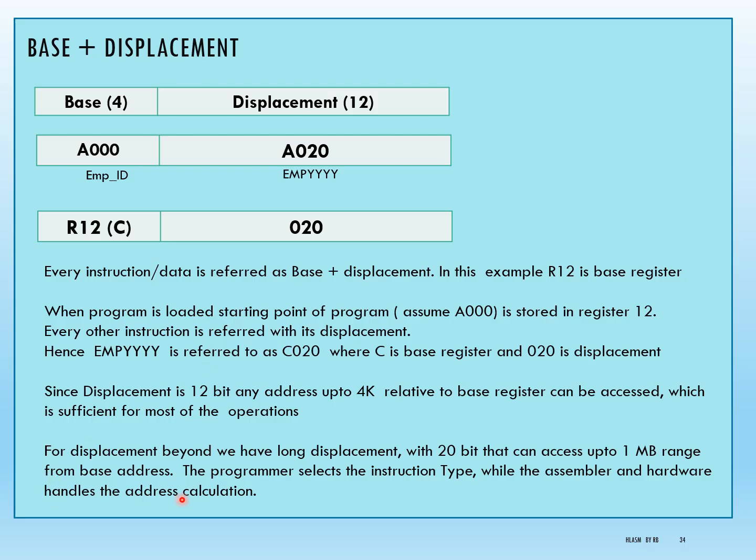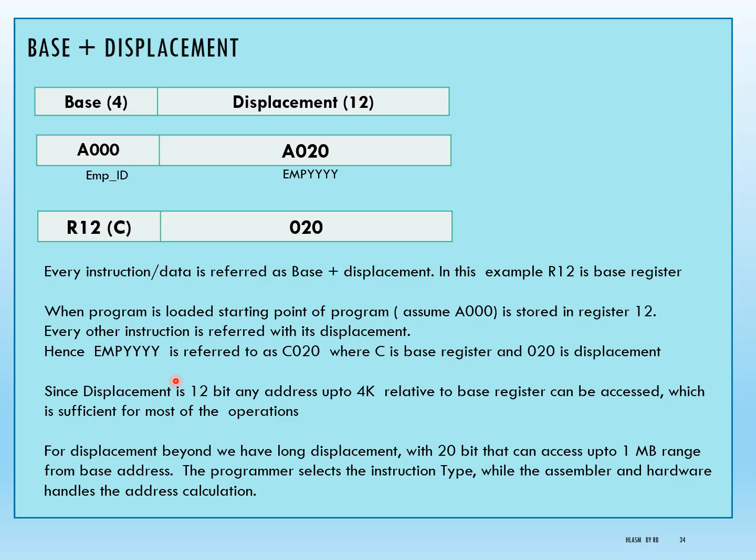The program selects the instruction type while the assembler and hardware handle the address calculation. You don't have to worry about how addresses are calculated. The moment you compile a program, you start seeing that every variable has been assigned a particular address, at a certain distance from the starting address. When the program gets loaded into the system, it will know its starting point, wherever I'm entering. We will talk about CSECT and all that in the next class. From the starting point, this is where the address is. So all that calculation happens internally.